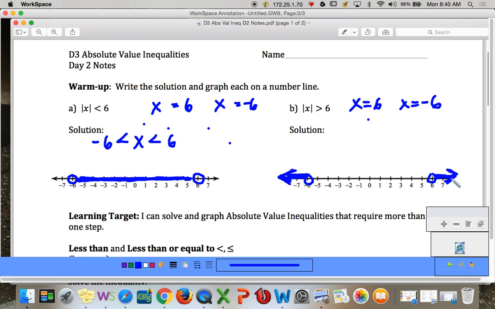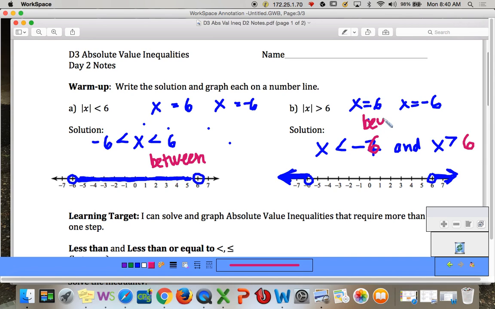So all of these numbers are bigger than 6, and the absolute value of all these negative numbers are also bigger than 6. So our solution is x is less than negative 6, I'm sorry, and x is greater than positive 6. So this one is between. And this one, if it's greater than, it's beyond those numbers. Okay, so less than, between, greater than, beyond.